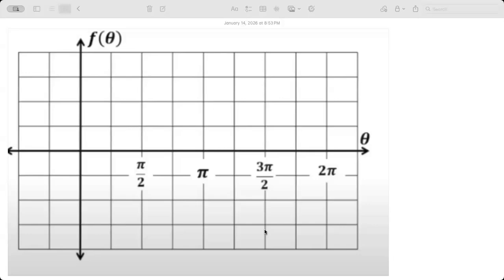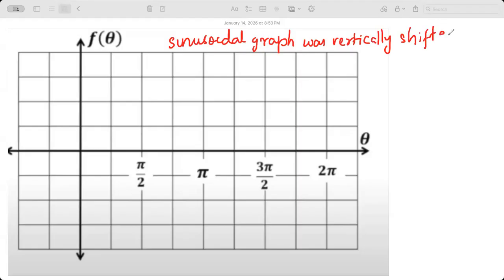Okay, great. Now let me ask you. A sinusoidal graph has been vertically shifted. Let me put it down. I'm going to have the same graph here. Sinusoidal graph, it's a tricky question, was vertically shifted. That means what? Vertically shifted, the max point was at 100, minimum point was at 20.